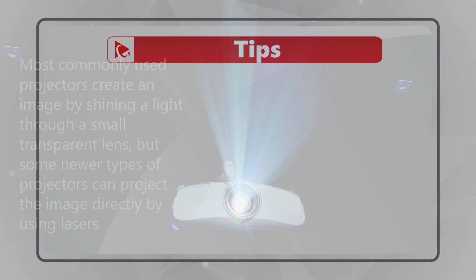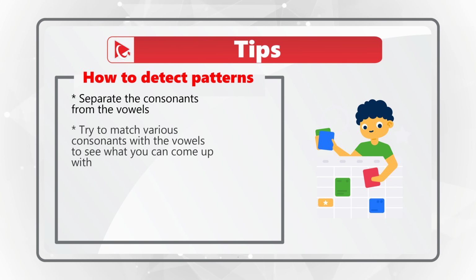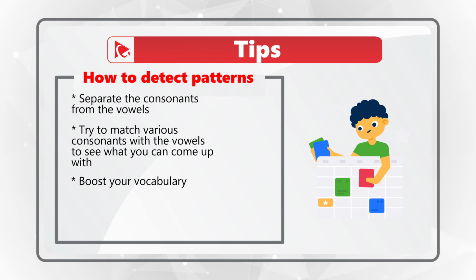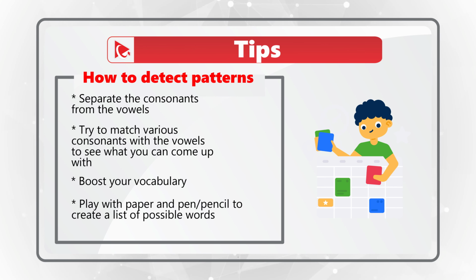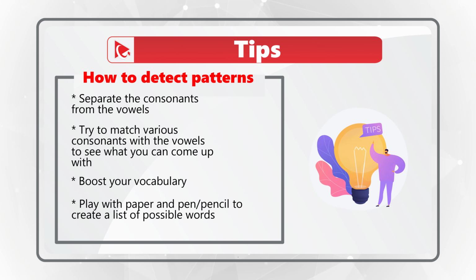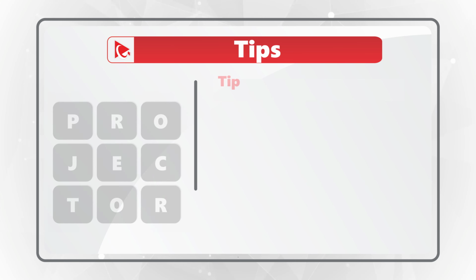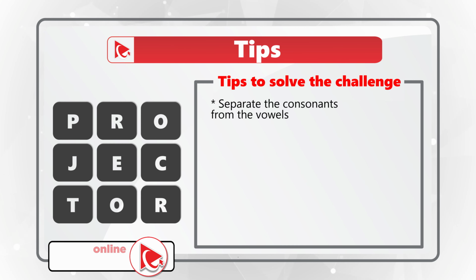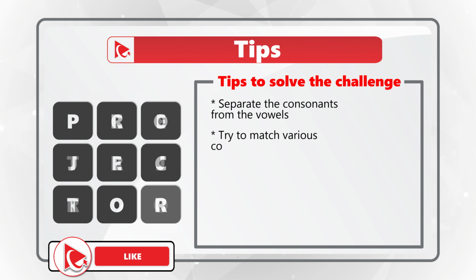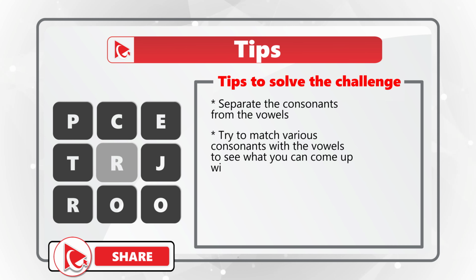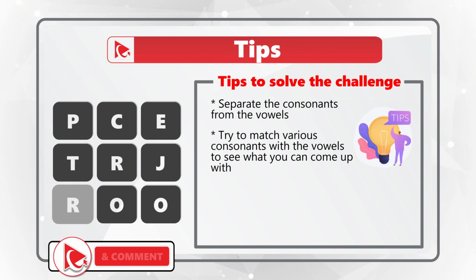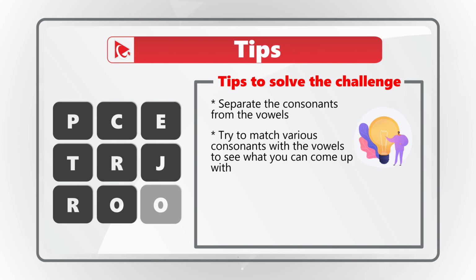Did you solve it on your own? In the past, when I posted similar questions, I received a lot of comments about how to solve them correctly. And here are some tips I'd like to share with you to help you solve these types of challenges in the future. One idea might be to separate the consonants from the vowels. For example, the consonants here are P, C, R, T, J, R, and the vowels are E, O, and O. As you separate them, you can start building the word.